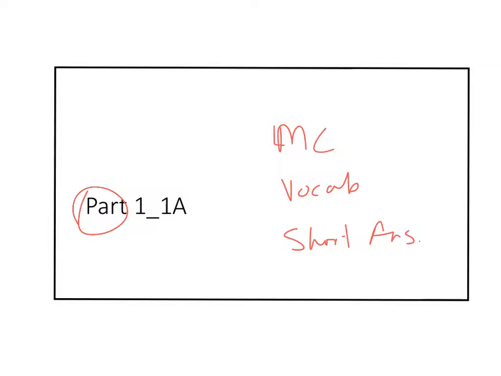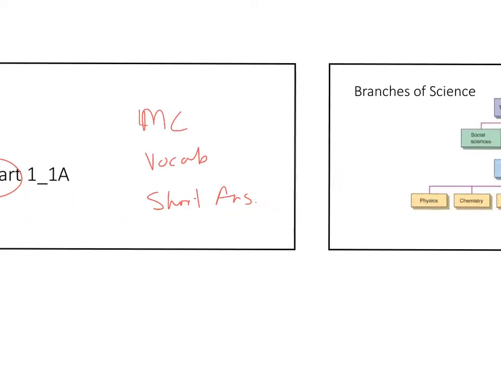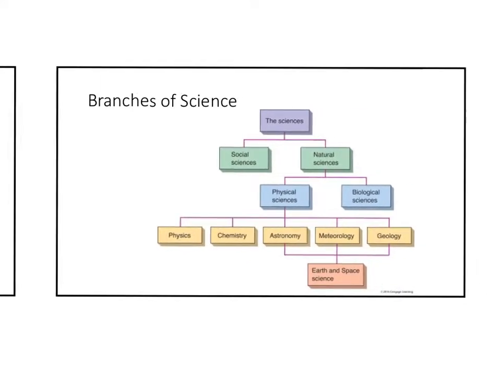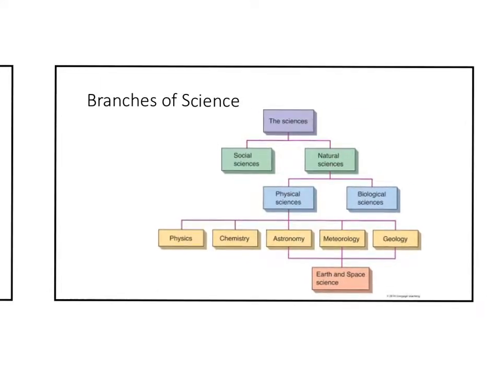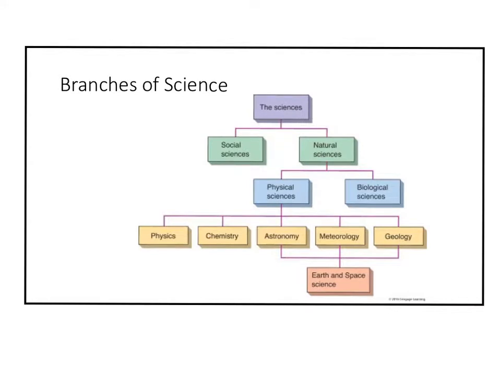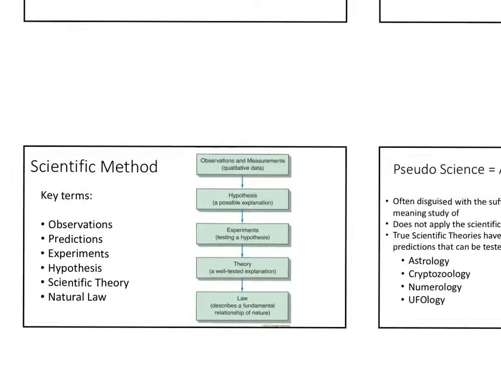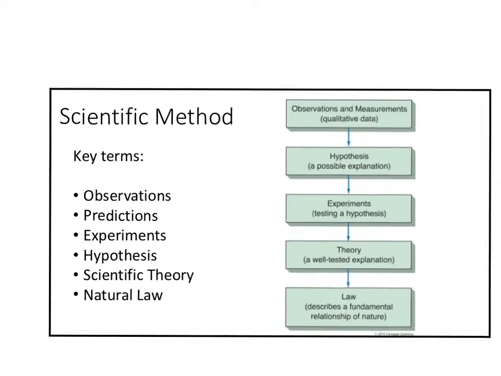So what I've done basically is to bring in PowerPoint slides that correspond with what you're going to see a test question over. So for instance, on your review sheet it said branches of science. So of course astronomy here is most like a physical science, not a biological science or a social science. So probably some sort of question along those lines. This is just to kind of remind you of something we talked about earlier this semester.